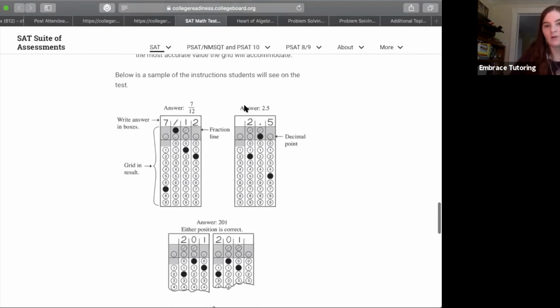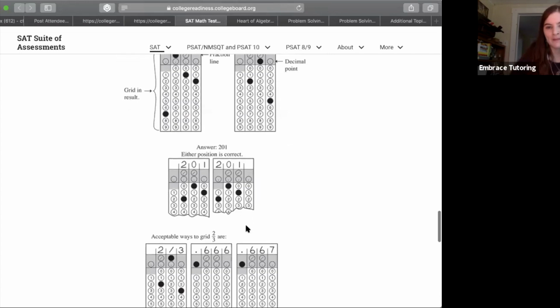Okay, so here we have a fraction, 7/12. So you have a fraction line, so you can either use it here or here, and then you grid in your response. Okay, so here's 7, here's the slash, here's the 1 and the 2. And then the same kind of thing with the period for the decimal. So either a fraction or a decimal for your response.